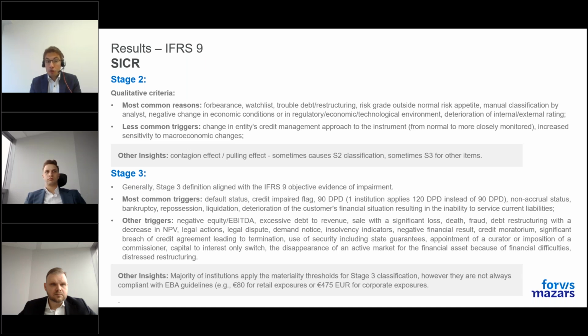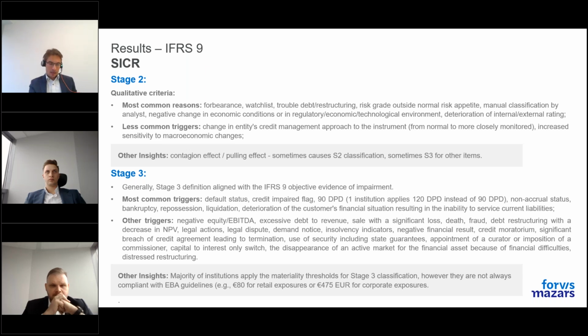Interestingly, the majority of institutions in our sample apply materiality thresholds while defining stage 3 classification of exposures. However, those materiality thresholds are not always compliant with EBA guidelines or with the prescribed levels of those materiality thresholds. So we came across different levels, sometimes compliant, sometimes not, and sometimes even not rounded values, like 80 euro for retail exposures or 475 euro for corporate exposures.